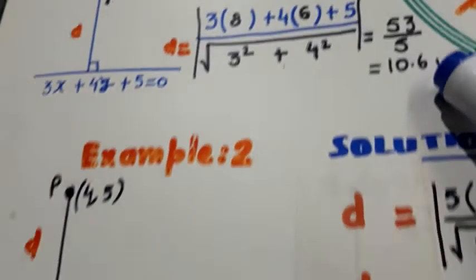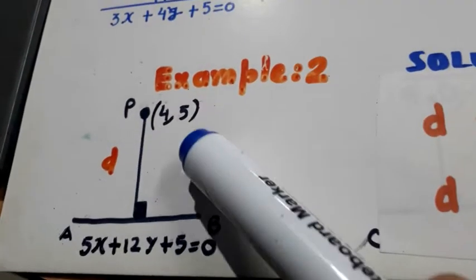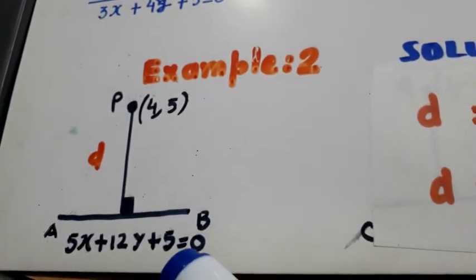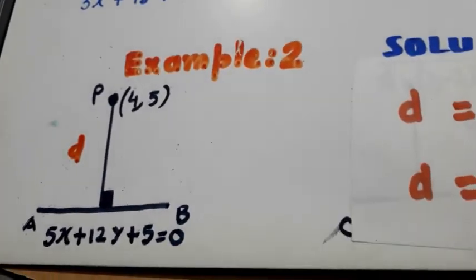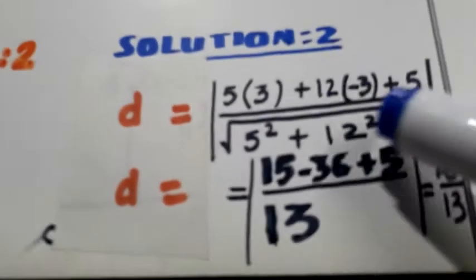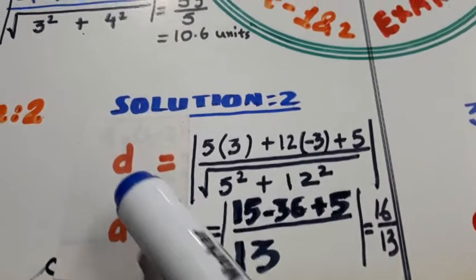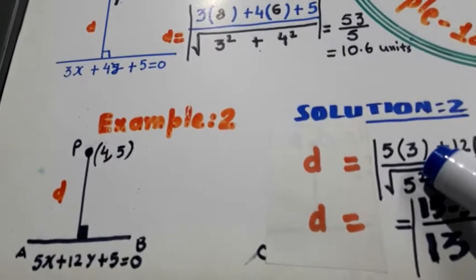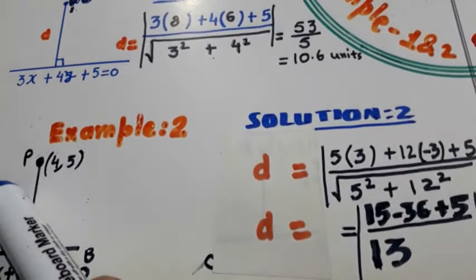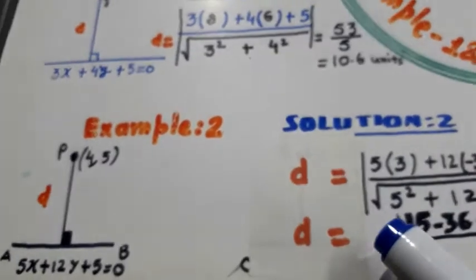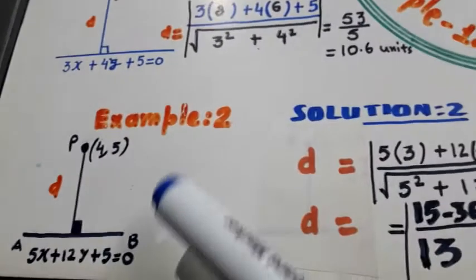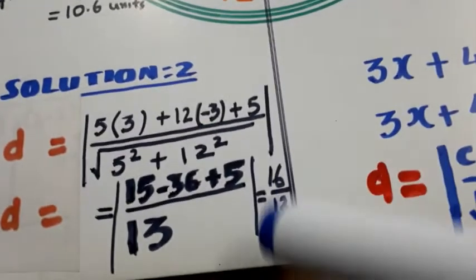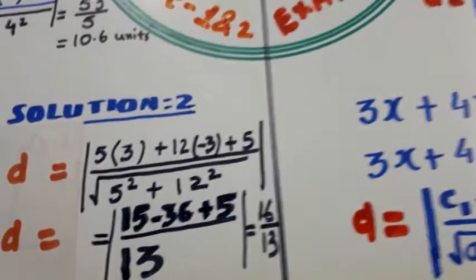Now example number 2, point is 4, 5. Line is 5x plus 12y plus 5 equal to 0. Now let us see how we will find the distance D. Just put the point. Point you know is 4, 5. Put the point and you will get the solution. So the answer will come like this, 16 by 30.